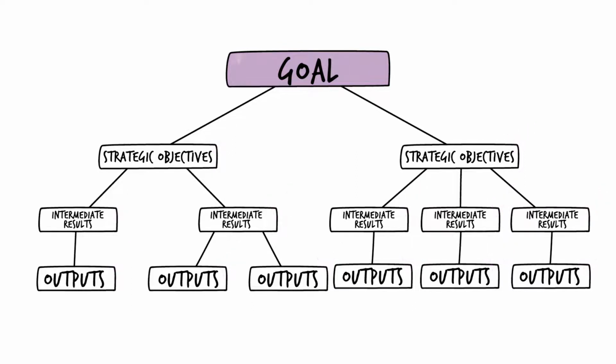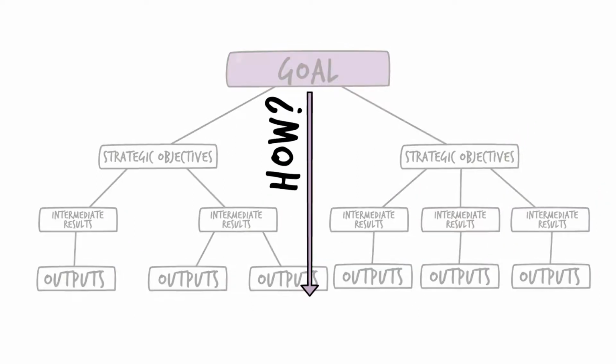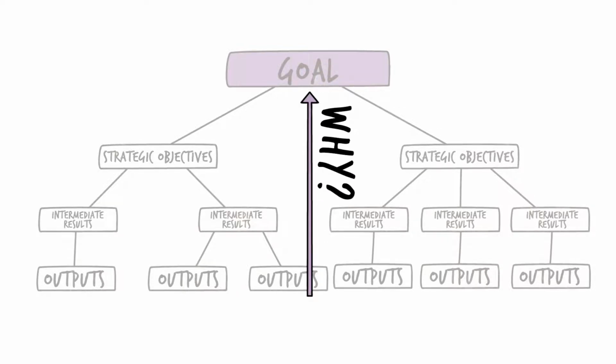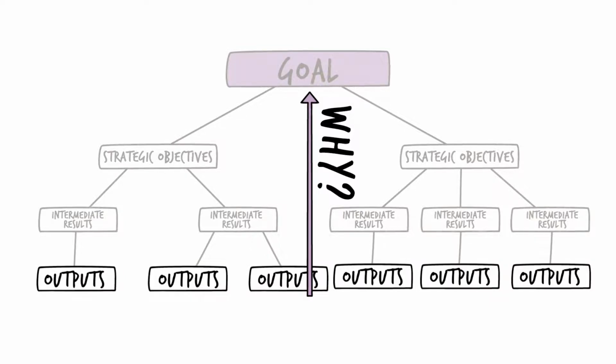Going down the levels of the framework demonstrates how change will happen. For example, this strategic objective will only be achieved if these intermediate results are completed. Going up the framework demonstrates why the project is completing activities at each level of the results framework. For example, these outputs have been identified so that the intermediate results can be achieved.